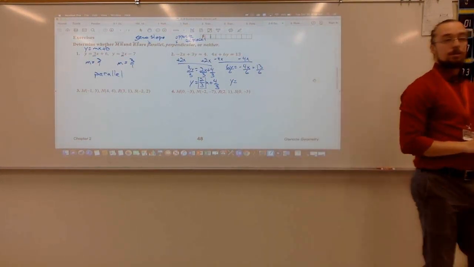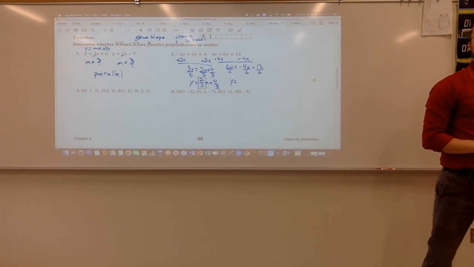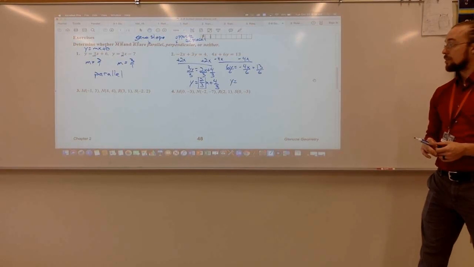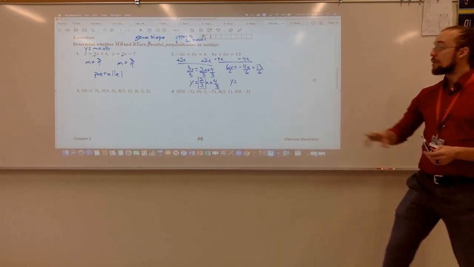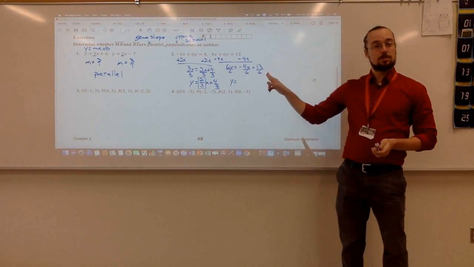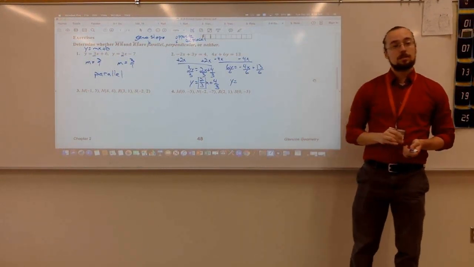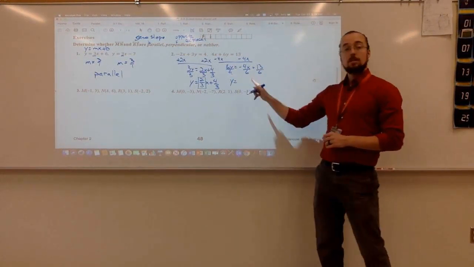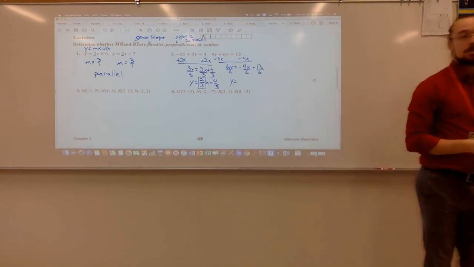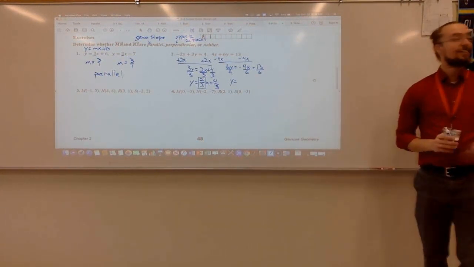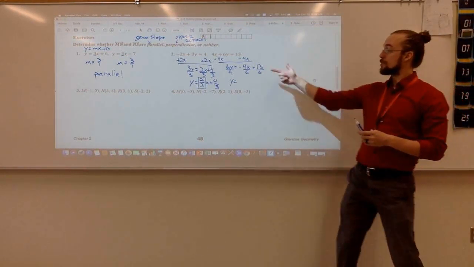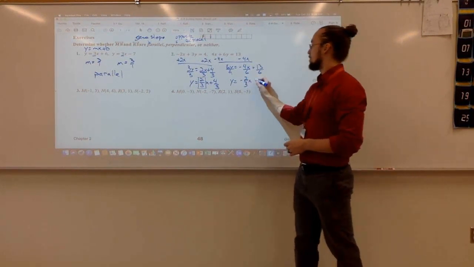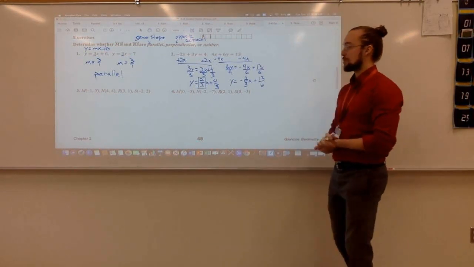Negative 4 over 6. Yes, we would divide everything by 6 here. The 6's cancel out over here. Can I reduce negative 4 over 6? Yes, it'll be negative 2/3, because I can divide each of those by 2. So I can make this negative 2/3 x plus 13/6.